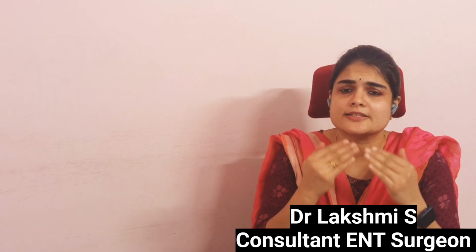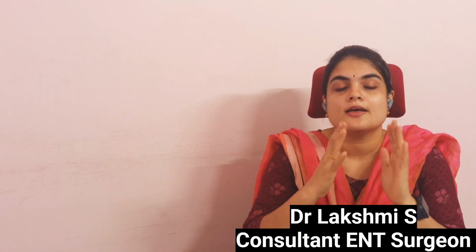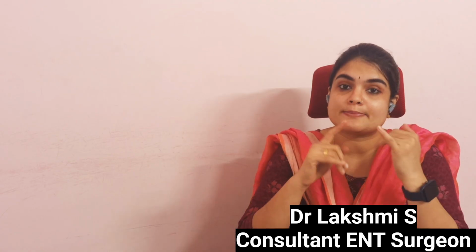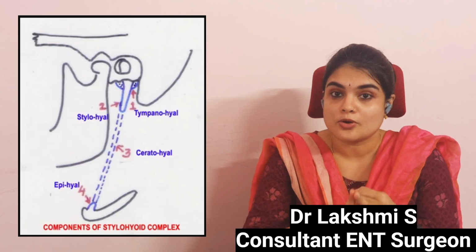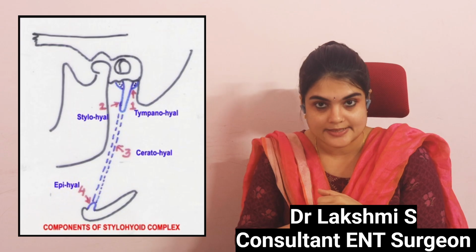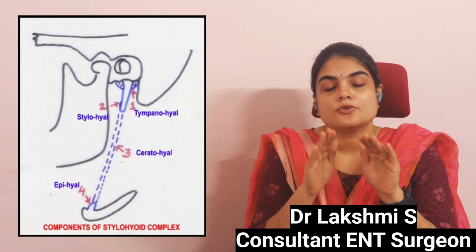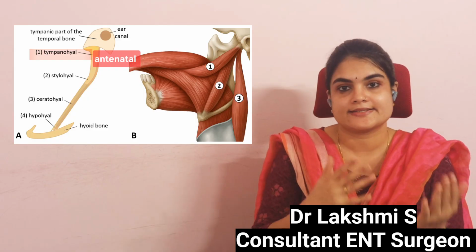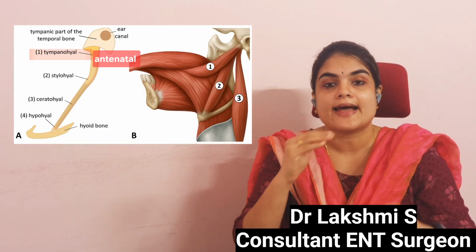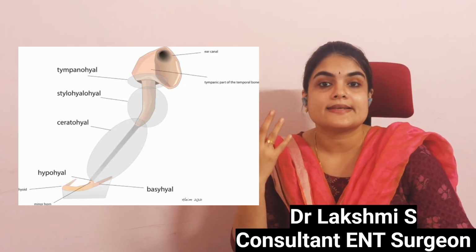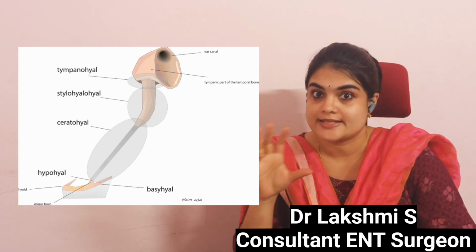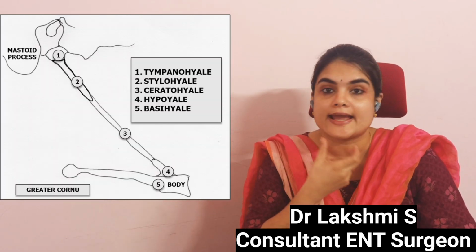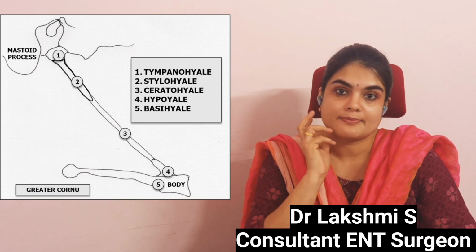If you think that this is a little too much for you, you can skip this part. But Reichert's cartilage has 4 different segments: the tympanohyal segment, the stylohyal segment, the ceratohyal segment, and the hypohyal segment. You just remember that the tympanohyal segment is present antenatally, that is before birth itself, and that part gives rise to the tympanic segment, also the stapes part, and also the most proximal part of the styloid process that is embedded in the tympanic part.